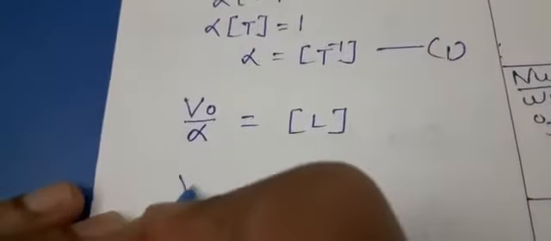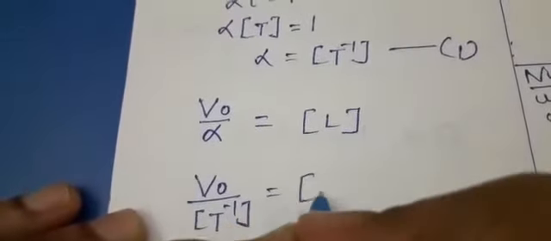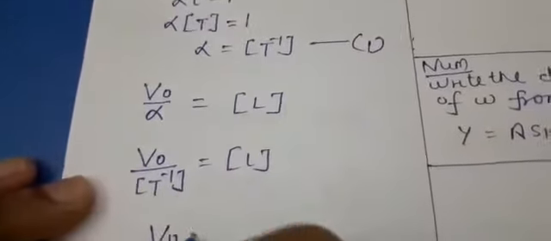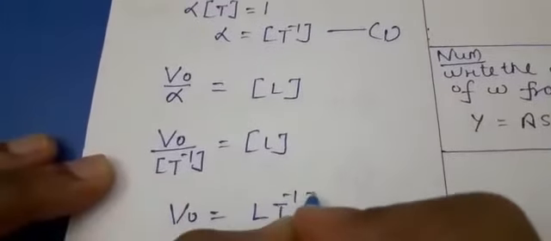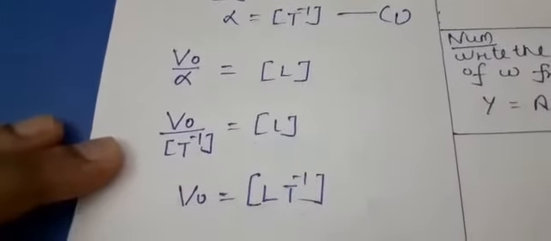Now substitute the dimension formula of alpha. This is T to the power minus 1. So V naught will have dimension formula L T to the power minus 1.